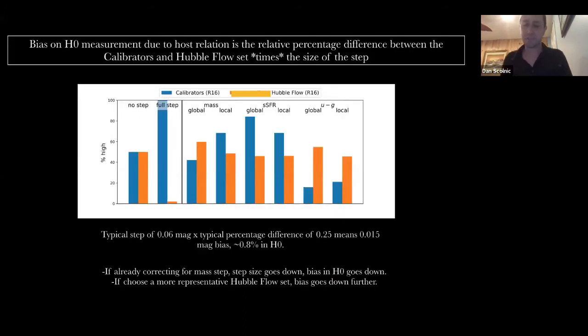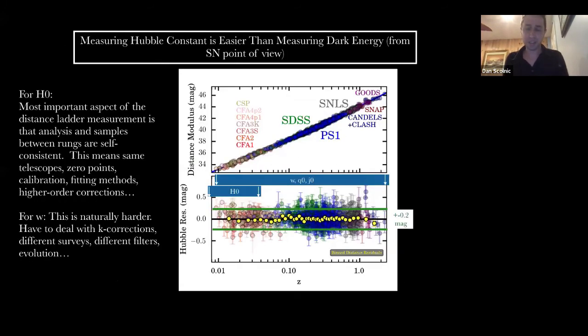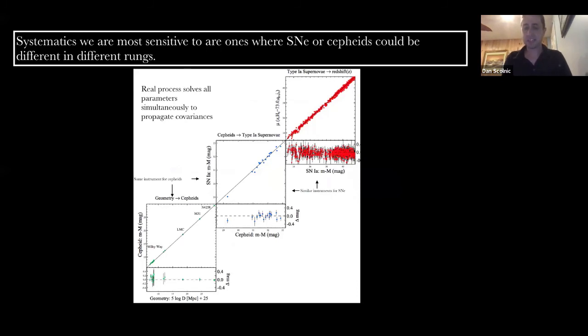I'll say one other thing, which ties back to the mass step conversation: the measurement of H naught actually has a built-in protection. This shows the distance ladder, and we use supernovae in the second and third rungs. Even if I mess up supernovae in some way by 100%, as long as I mess them up the same way in the second and third rungs, this would have no effect on H naught. It cancels out, because the same thing happening to the supernova in the second rung is happening to the supernova in the third rung. So there's this protection in the ladder itself.